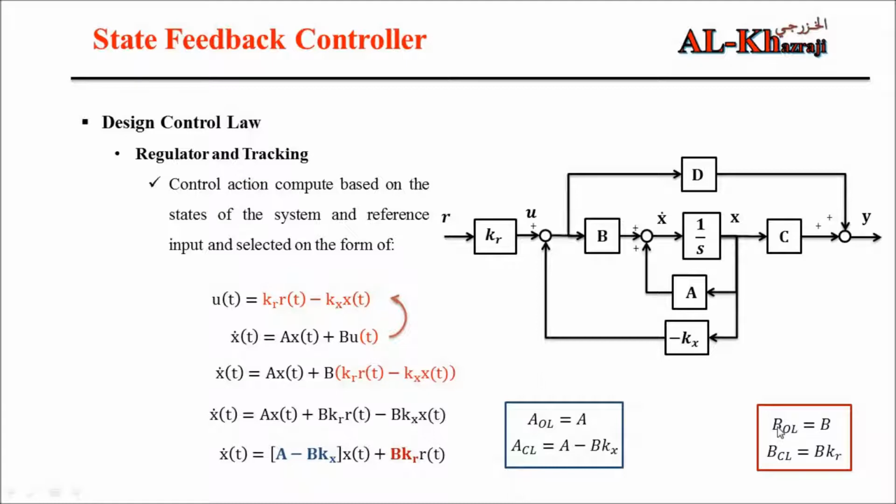And the same thing with B. The B open loop is B, and we cannot change B. But if we multiply B by the gain KR, we can have a new B which follows our desire. These two, the A closed loop and B closed loop, are the new system with the feedback controller.